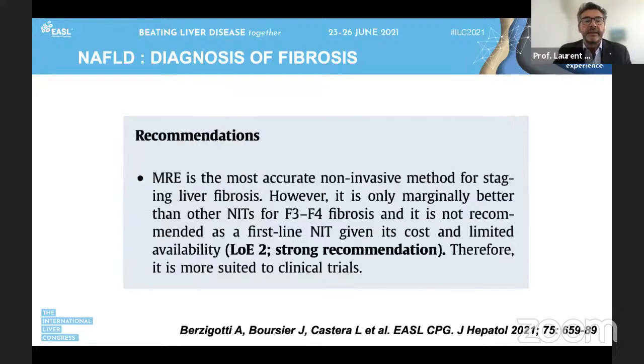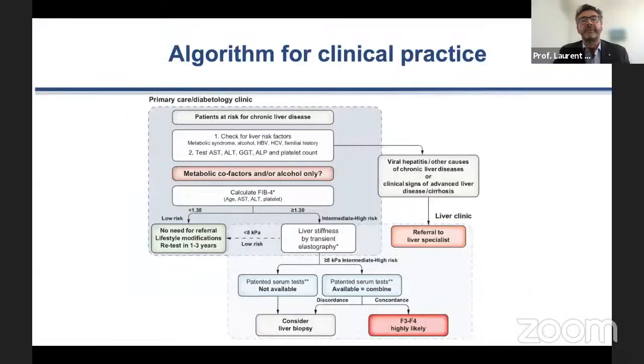As for elastography, even though it's the most accurate non-invasive method for staging liver fibrosis, it's only marginally better than other NITs for advanced fibrosis, and not recommended as first line given its cost and limited availability, and more suited to clinical trials. This is the algorithm that is recommended for clinical practice.